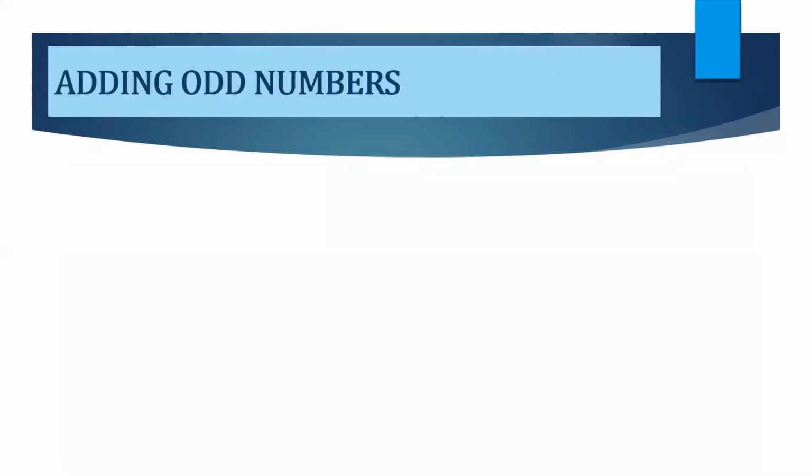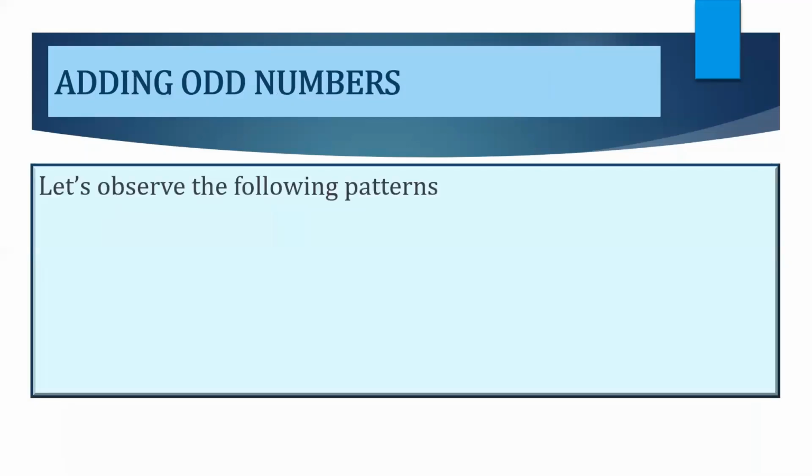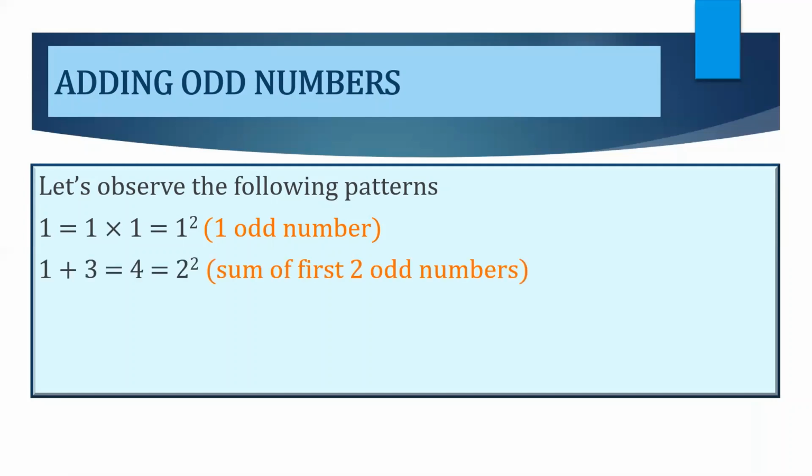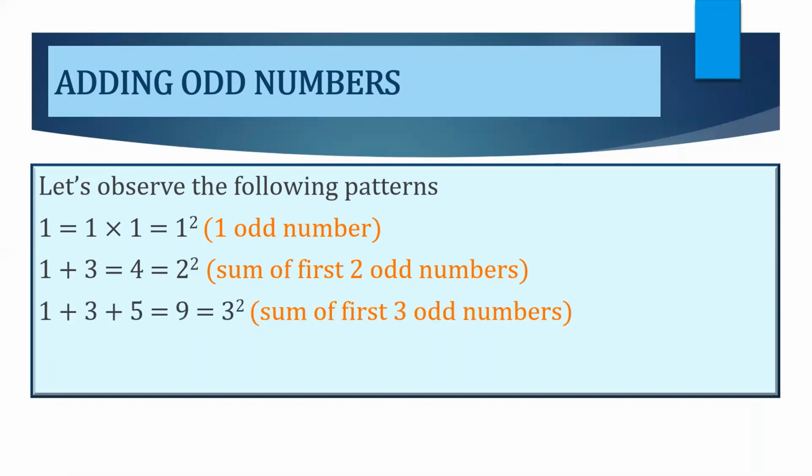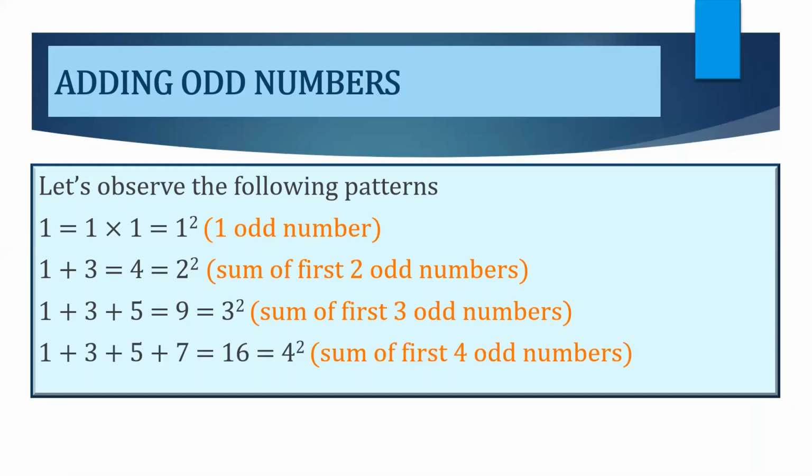Next, adding odd numbers. Again, some more patterns are there that you have to observe. See, 1 is equal to the square of 1. 1 plus 3 is equal to 4, which is the square of 2. 1 plus 3 plus 5 is equal to 9, which is the square of 3. 1 plus 3 plus 5 plus 7 is equal to 16, which is the square of 4.